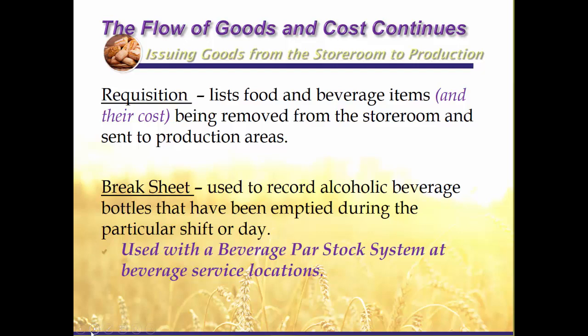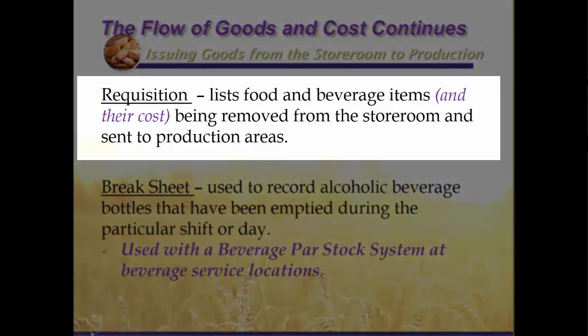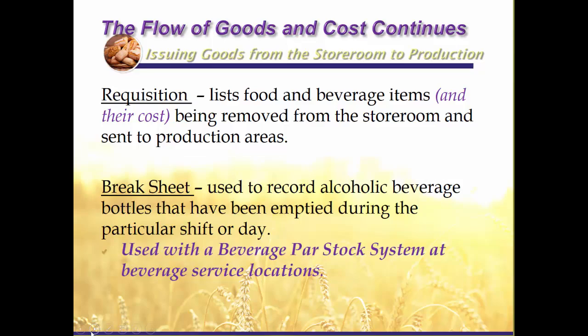Now, the movement of the inventory must be tracked from inventory all the way into production. So, when goods are received, they're identified as direct purchases or as storeroom purchases. Direct purchases come in and are directly put into production. When they're stored, they go into the inventory and a requisition is made to take out of the storage facility. A requisition lists food and beverage items and their costs being removed from the storeroom and sent to production areas. We do this so we can track the food during the process with the forms that we use, like requisitions, transfer memos, and so forth.